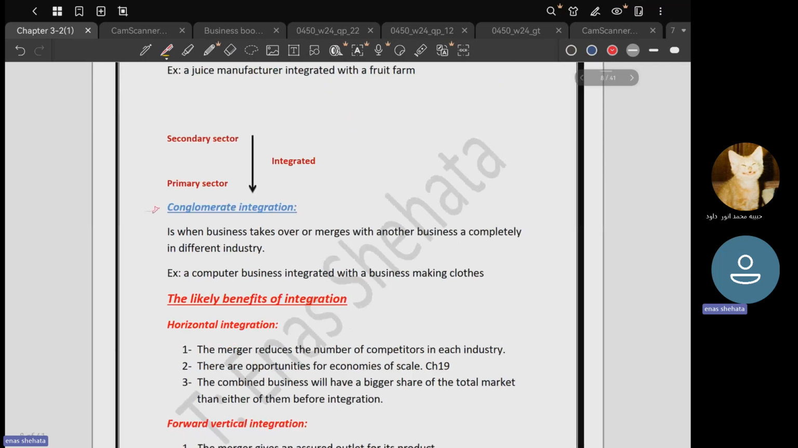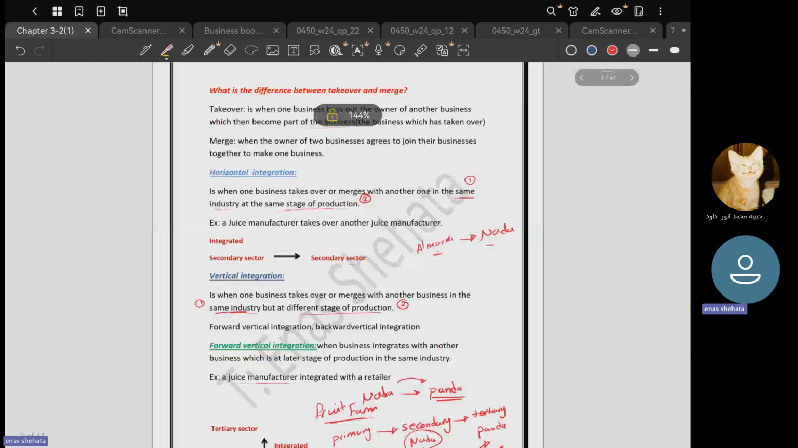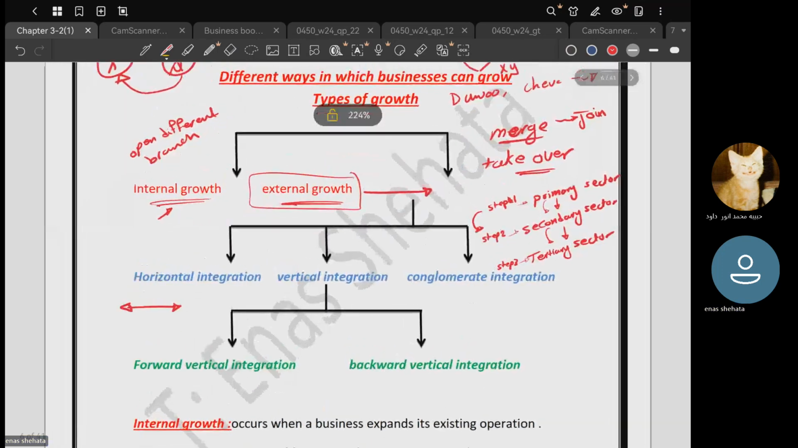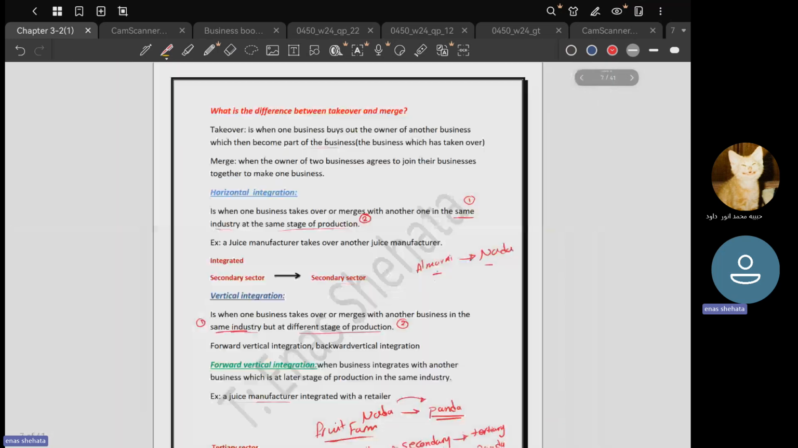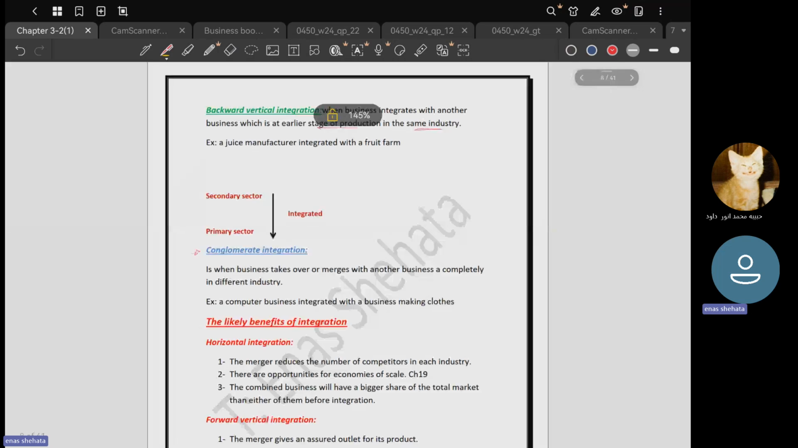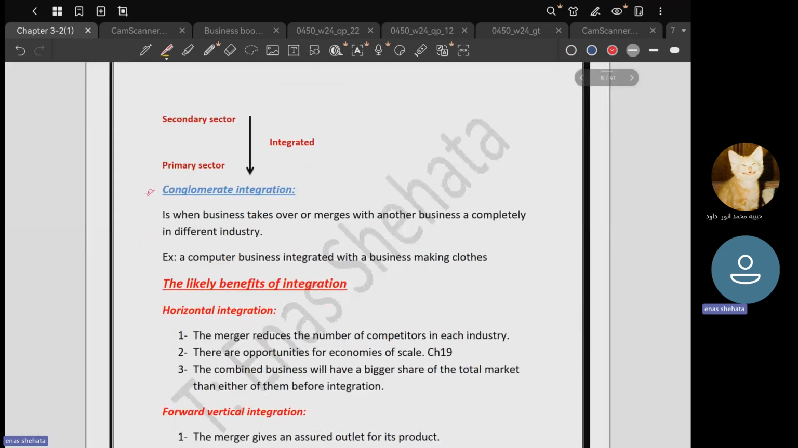The last integration. We talked here about internal and external, horizontal and vertical. Now the last one is conglomerate integration. Conglomerate integration is when a business takes over another business in a completely different industry. All we said regarding horizontal or vertical was in the same industry, but here it is a completely different industry, like a computer business integrated with a business making clothes. It doesn't matter which stage they are in, but they are in completely different industries.